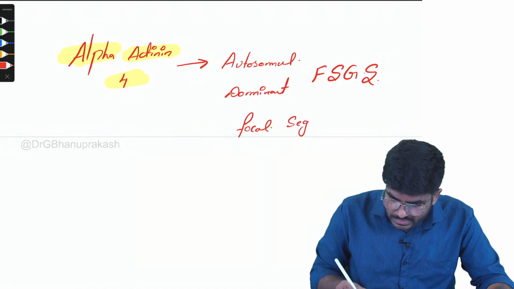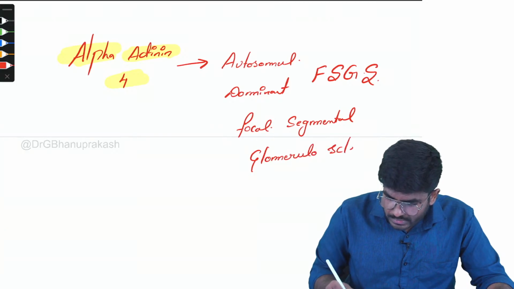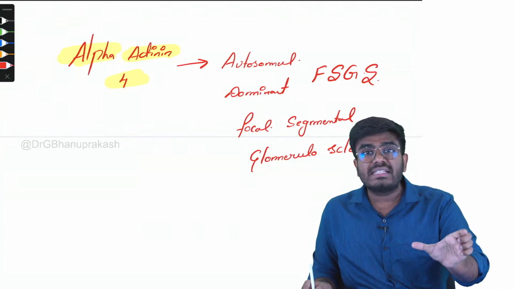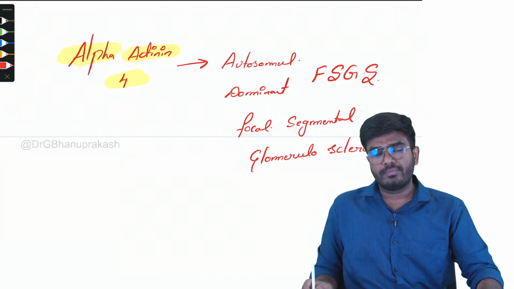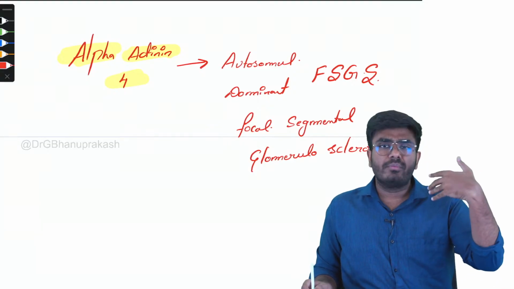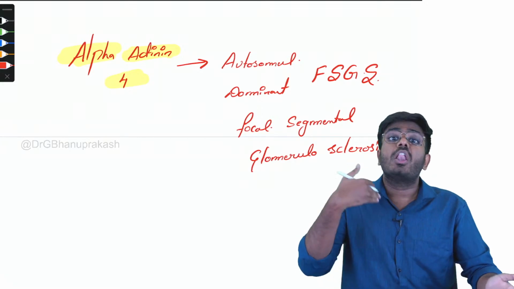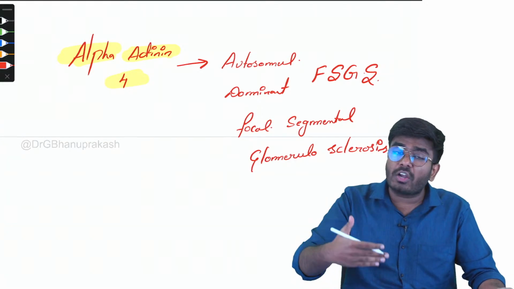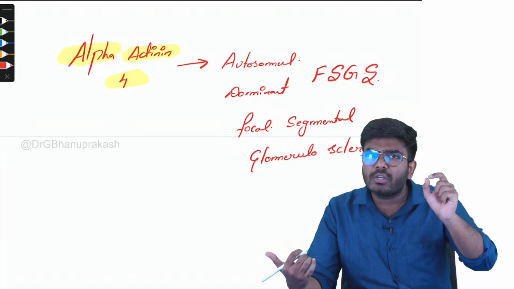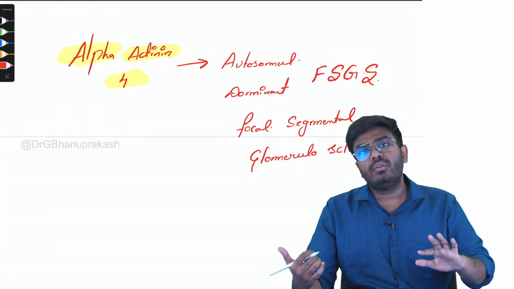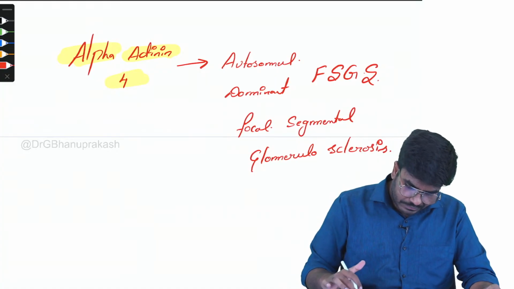Focal segmental glomerulosclerosis. See, focal segmental glomerulosclerosis is a type of nephrotic syndrome because there is so much proteinuria. Why am I saying it is nephrotic syndrome? Because lots and lots of protein is getting lost, more than 3.5 grams. It's because of damage to which protein? Alpha actinin 4. Okay, alpha actinin 4.